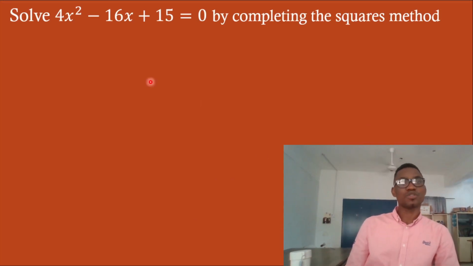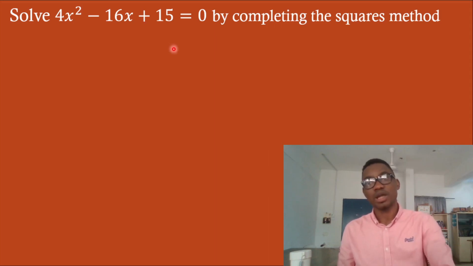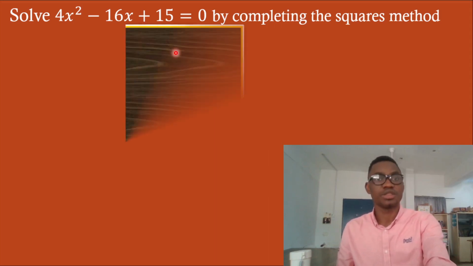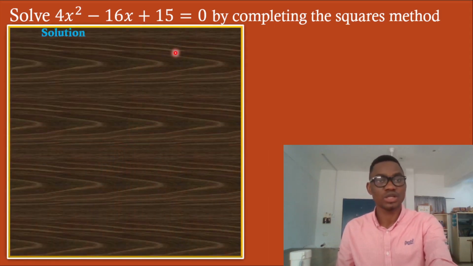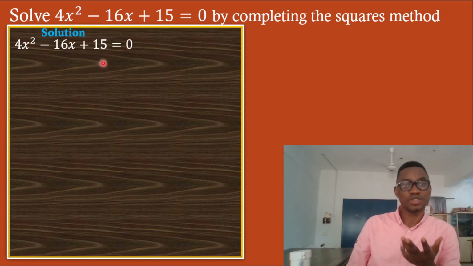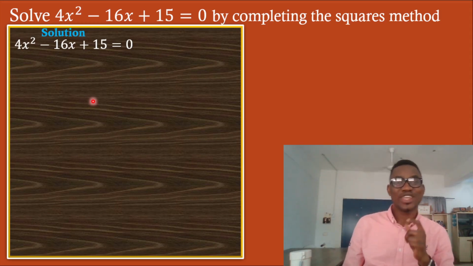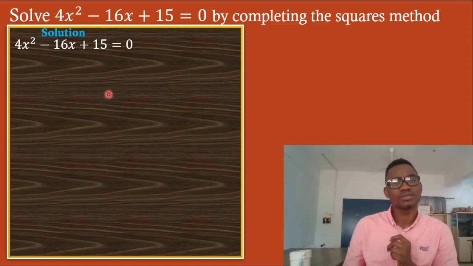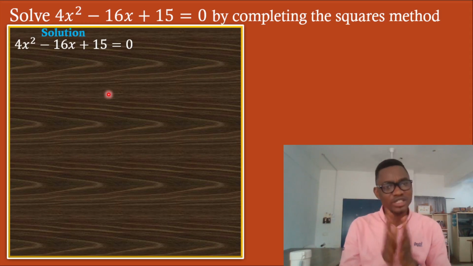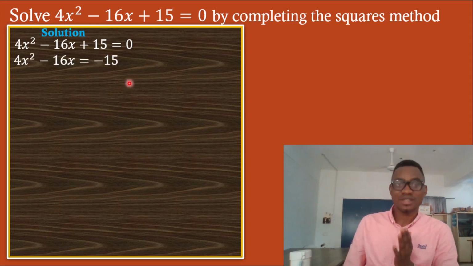We are asked to solve 4x squared minus 16x plus 15 equal to 0 by completing the squares method. Okay, let's look at the solution as usual. We have 4x squared minus 16x plus 15. Yes, my viewer, I'll be asking you questions here. What is the first step? Yes, the first step is to take the constant to the right hand side.